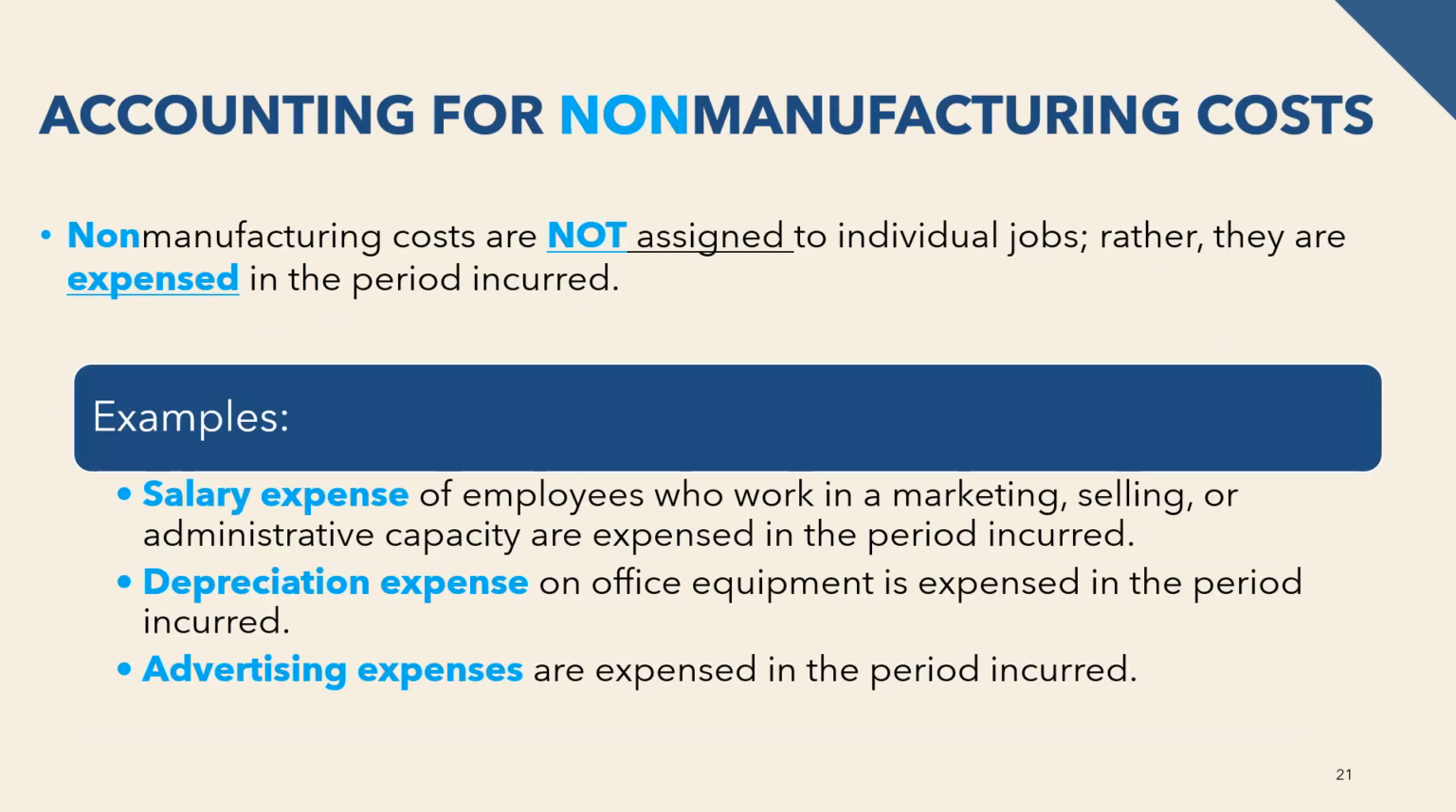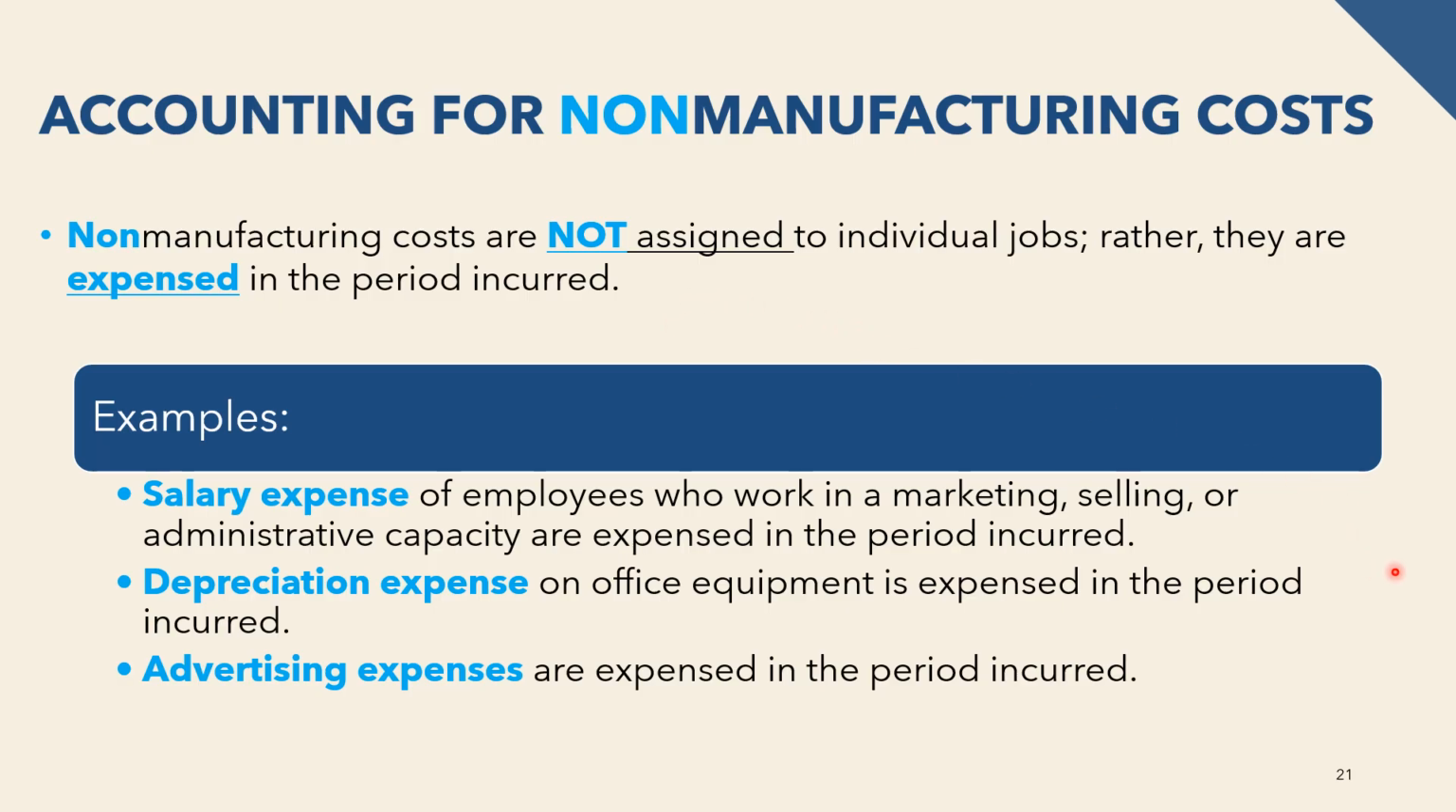We've already talked about manufacturing costs and how to treat these manufacturing costs. They include direct labor, direct materials, and manufacturing overhead. But how to account for non-manufacturing costs? Non-manufacturing costs are not assigned to individual jobs. Rather, they are expensed in the period incurred.